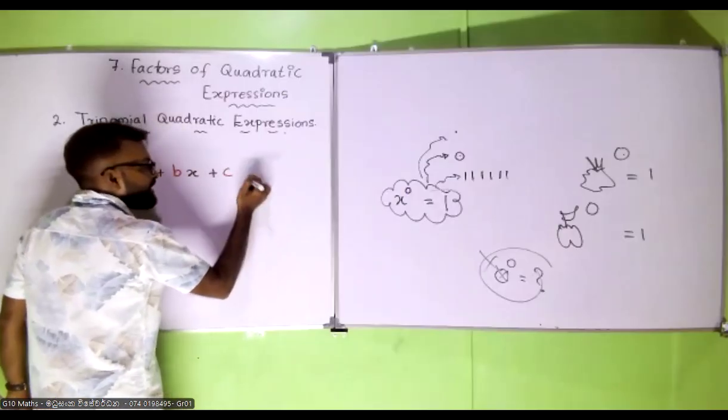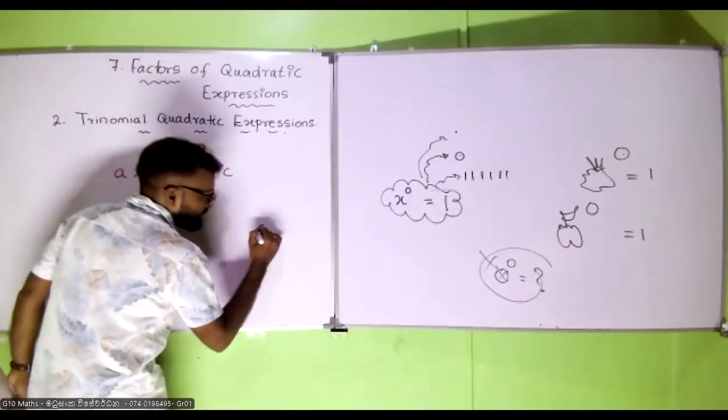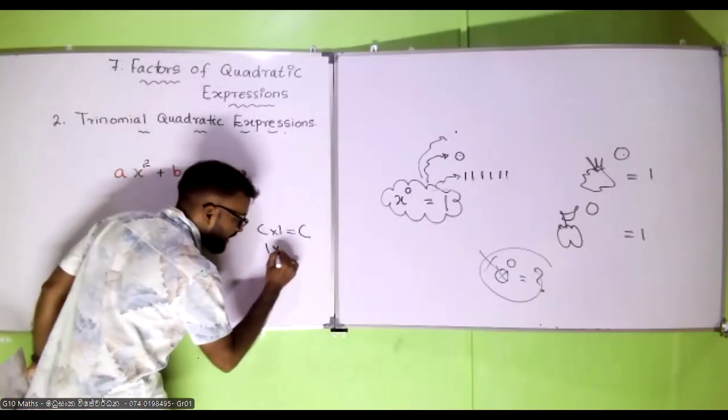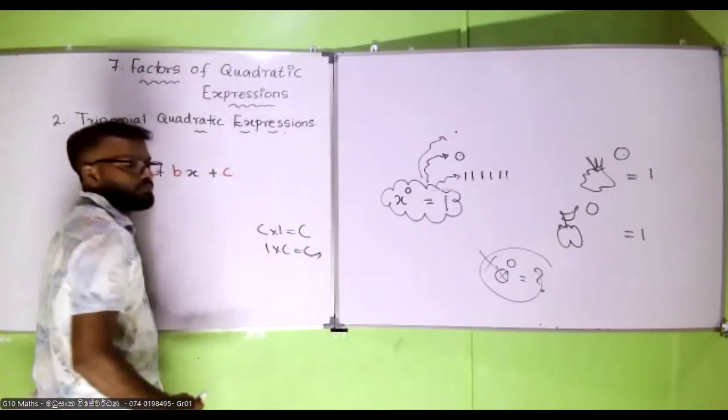That means c times 1. Right? C times 1 equals C. That means 1 times C equals C.